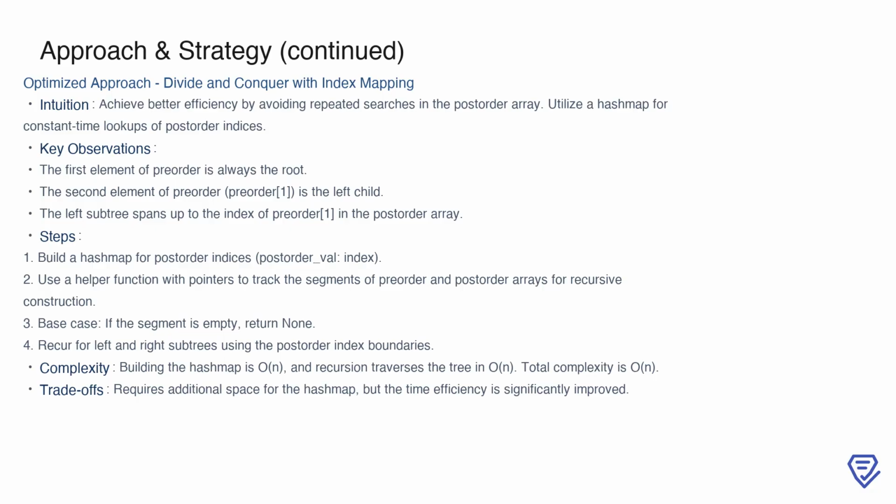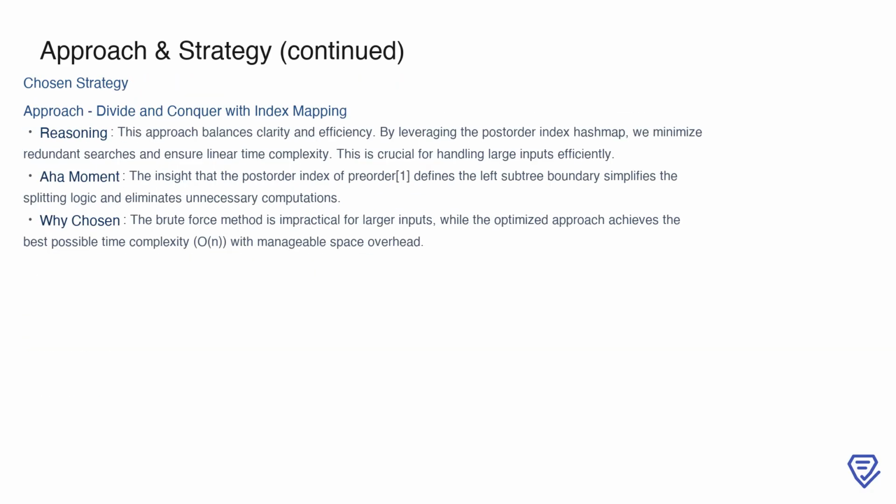The hashmap construction requires O(n), and since the recursion traverses the tree in O(n), the overall time complexity is reduced to O(n). While this approach does require additional space for the hashmap, the trade-off is well worth it for the improved time efficiency. The chosen strategy for solving this problem is the divide-and-conquer approach with index mapping, as it offers the best balance between clarity and efficiency. By leveraging the hashmap to store postorder indices, we avoid redundant searches and ensure a linear time complexity.